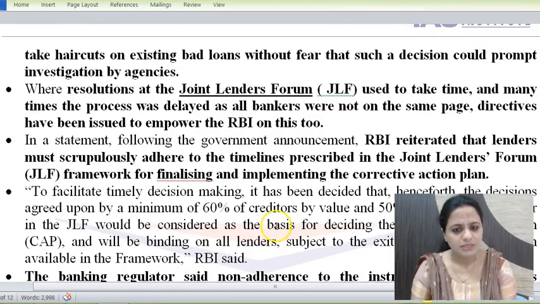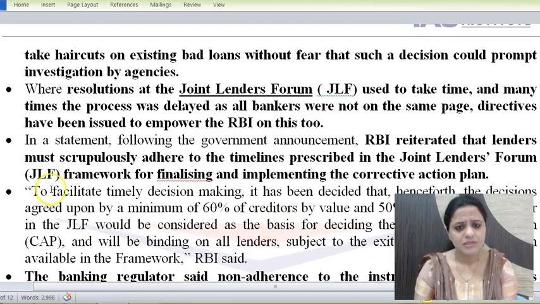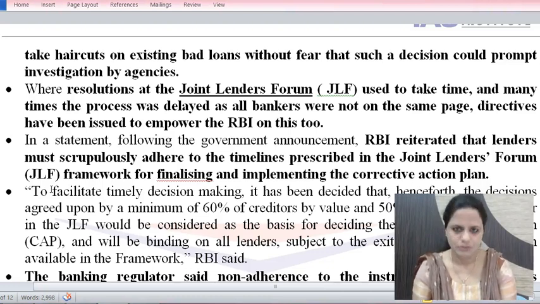Also another aspect is with respect to the joint lenders forum. So this joint lenders forum is also formed. This was also a recent initiative to tackle bad loans. So what happens is that a company may have taken loans not just from one bank but from multiple sources. So all these lenders, these banks, come together and a joint lenders forum can be formed. So this is the initiative taken to resolve the case. Here again, in the joint lenders forum, it takes a lot of time and it's a huge process, and delays are there because all banks do not come on the same page to tackle the bad loan issue.